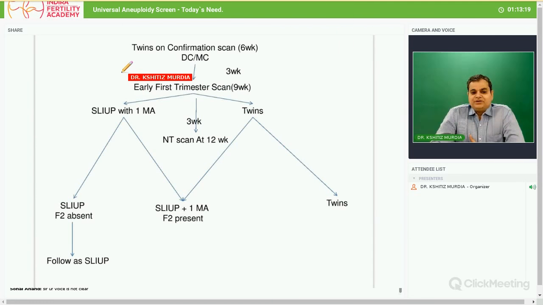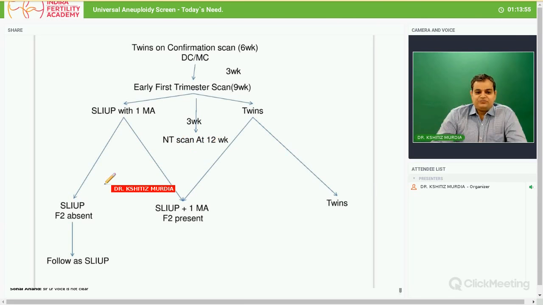Next algorithm is if there is a twin pregnancy on a confirmation scan, be it dichorionic or monochorionic, call the patient again after 3 weeks and do the first trimester scan at 9 weeks. At that time, it may be that one fetus has demised, with a single live pregnancy and one missed abortion, or another possibility is that both the babies are still doing well. In both cases, call the patient again after 3 weeks and perform the NT scan.